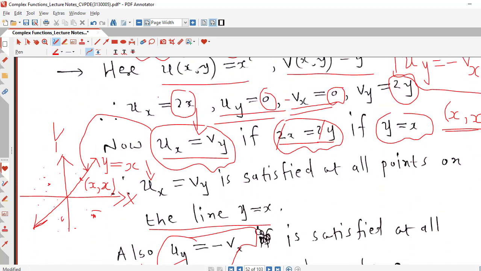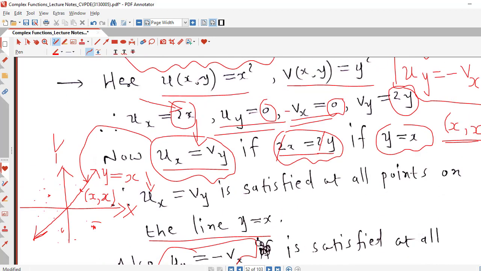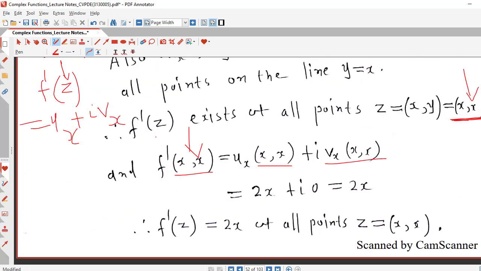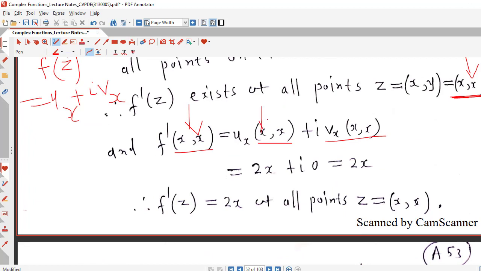And del u by del x is nothing but 2x. At any point it is 2x. What is the meaning of this? The value of del u by del x at any point x, y is 2 into the x component of that point, and here the x component is x itself, so it is 2 into x. The value of del v by del x is 0 at every point, so it is 0 at this point also. So the derivative at this point is 2x.